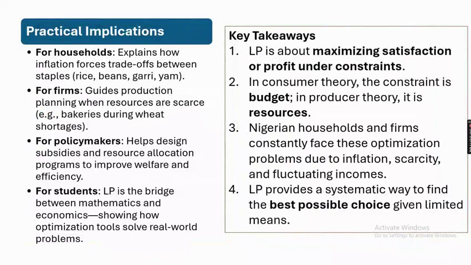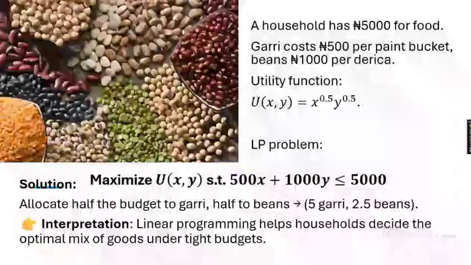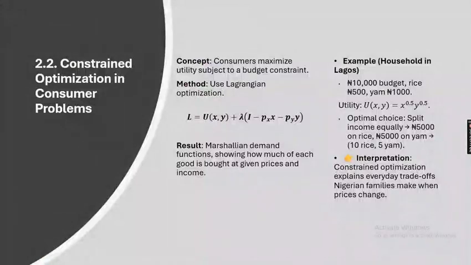Consumers face budget limits. Producers face resource limits. In Nigeria, inflation and scarcity make these optimization problems real and constant. LP provides a systematic way to find the best possible choice given limited means. Consumers maximize utility subject to a budget constraint. The Lagrangian method helps solve this mathematically.